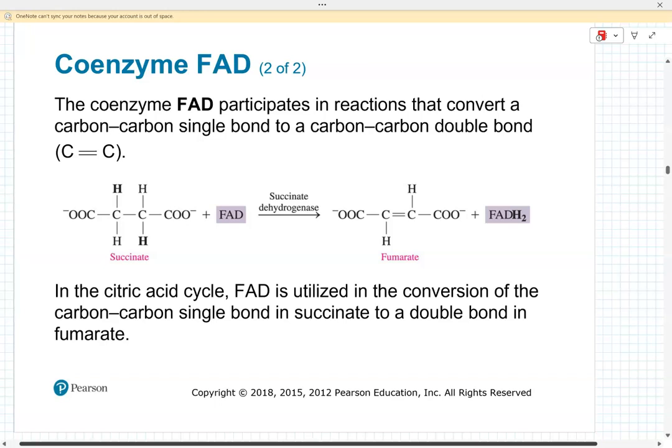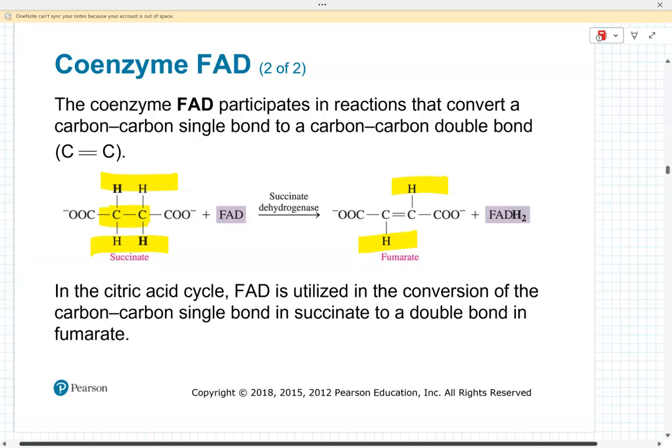So FAD also participates in the reactions that oxidize organic compounds. However, its main function, check this out, is not the bonds between carbon and oxygen, but bonds between two carbons. So take a look at succinate on the left. How many hydrogens that I highlight do you see? 4. Look at the fumarate on the right. How many hydrogens that I highlight do you see?